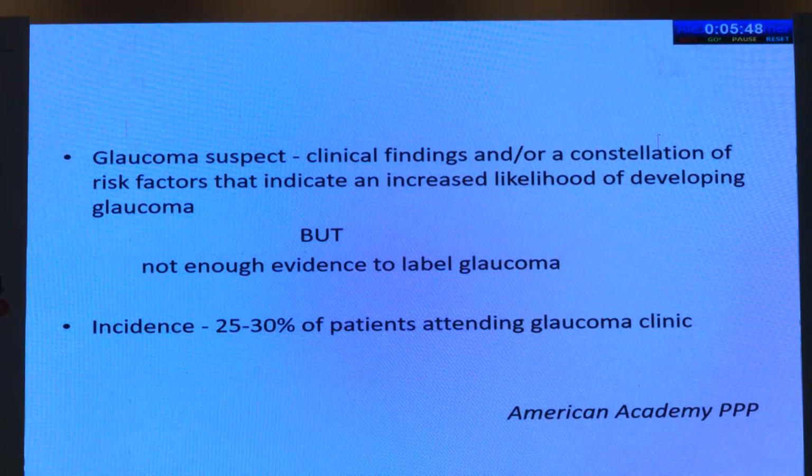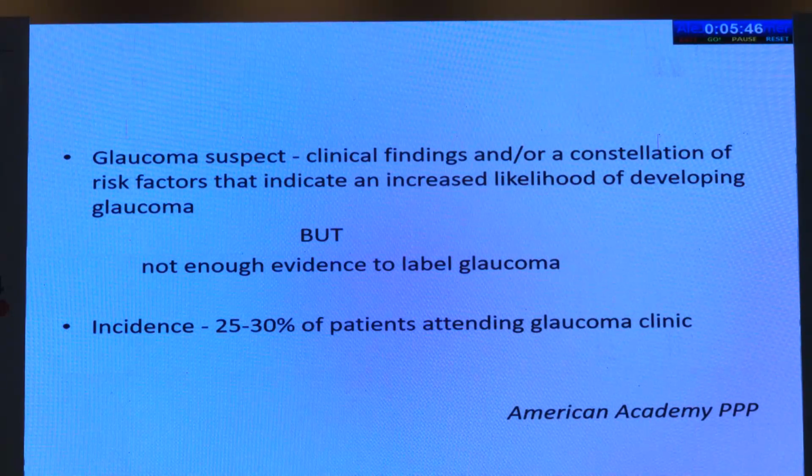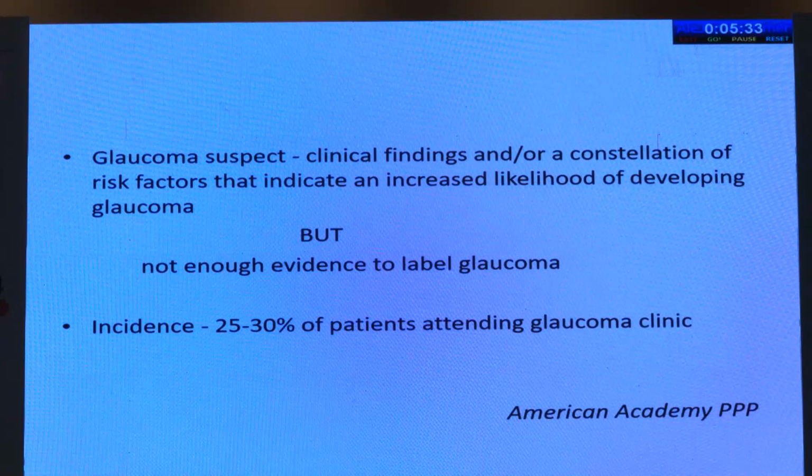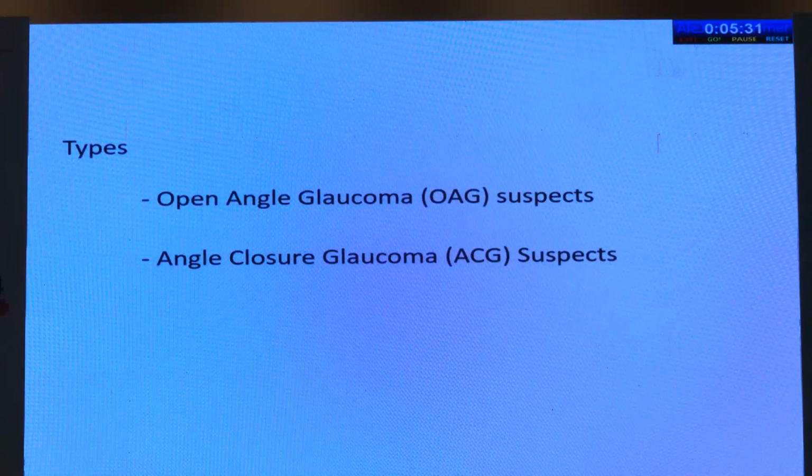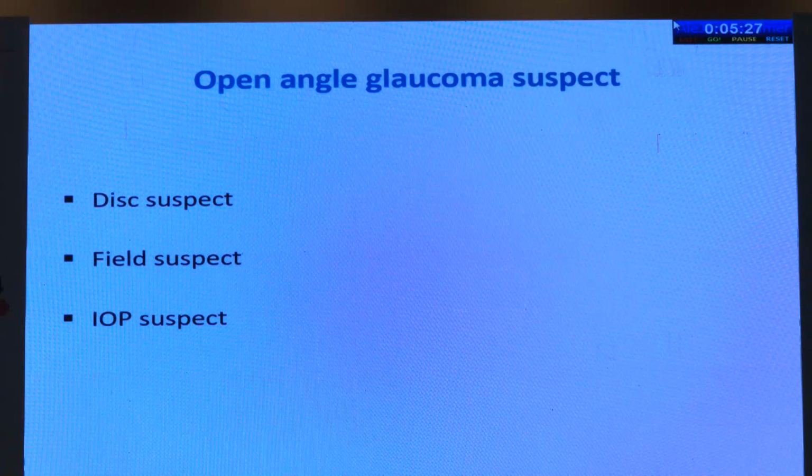Glaucoma suspect is a patient who has clinical findings or a constellation of risk factors that indicate an increased likelihood of developing glaucoma, but you cannot label the patient as glaucoma. And it is seen that 25 to 30% of the patients attending the glaucoma clinic are actually glaucoma suspect patients. They can be open angle glaucoma suspect or angle closure suspect. Open angle can be optic disc suspect or visual field suspect or the IOP suspect or the ocular hypertension group.